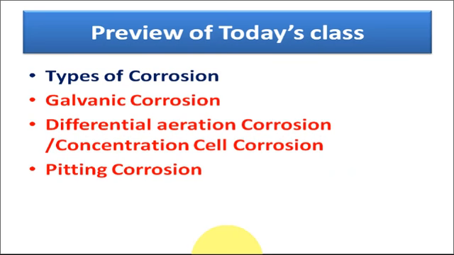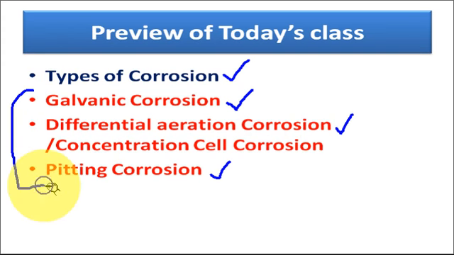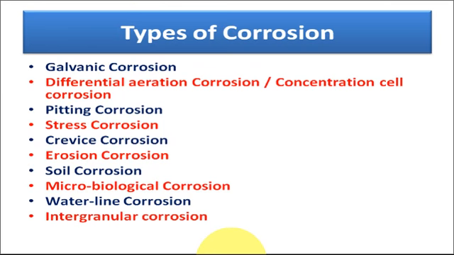So let us begin with today's lecture. Today we are going to start a new topic, types of corrosion, in which we will discuss three types of corrosion: galvanic corrosion, differential aeration corrosion, or we can call it concentration cell corrosion, and third, pitting corrosion. So in today's class we will discuss these three types of corrosion. So let us begin. The types of corrosion.